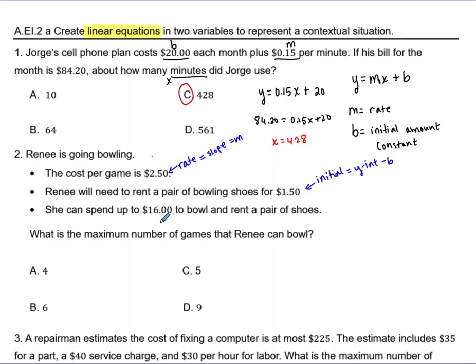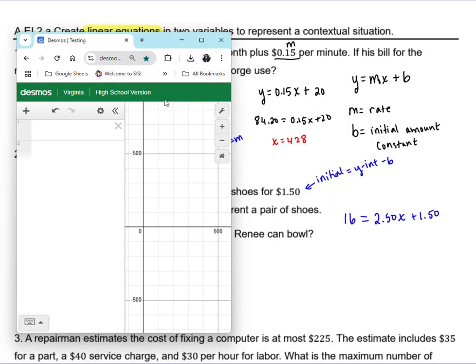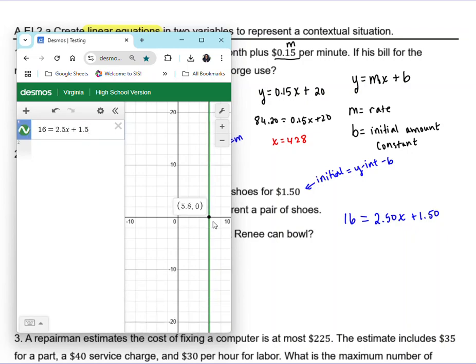And she can spend up to $16 to bowl. So if she has $16 to spend, we want to see how many games she can play. She pays $2.50 per game, plus $1.50 to rent her shoes. Once I have my equation, it's much better to plug it in Desmos and see what our answer looks like. That's $16, and then $2.50x plus $1.50.